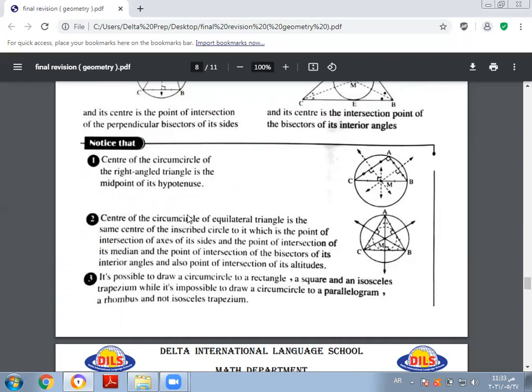The center of the circumcircle of an equilateral triangle is the same as the center of its inscribed circle, which is the point of intersection of the axes of its sides, the point of intersection of its medians, the point of intersection of the bisectors of its interior angles, and also the point of intersection of its altitudes. It's possible to draw a circumcircle to a rectangle, a square, and an isosceles trapezium, while it's impossible to draw a circumcircle to a parallelogram, a rhombus, and a non-isosceles trapezium.